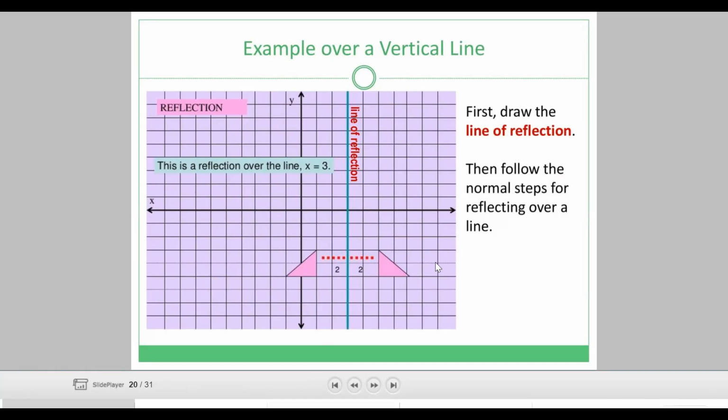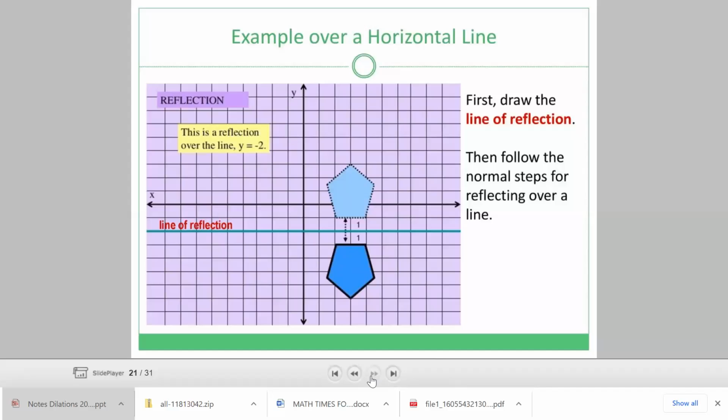Very good response. Okay, so in that case, if you were to describe that reflection, you would say the transformation is a reflection over the line x equals 3. See how they have it written? This is a reflection over the line x equals 3. That's all, and you get your marks. That is what we say when describing a reflection.